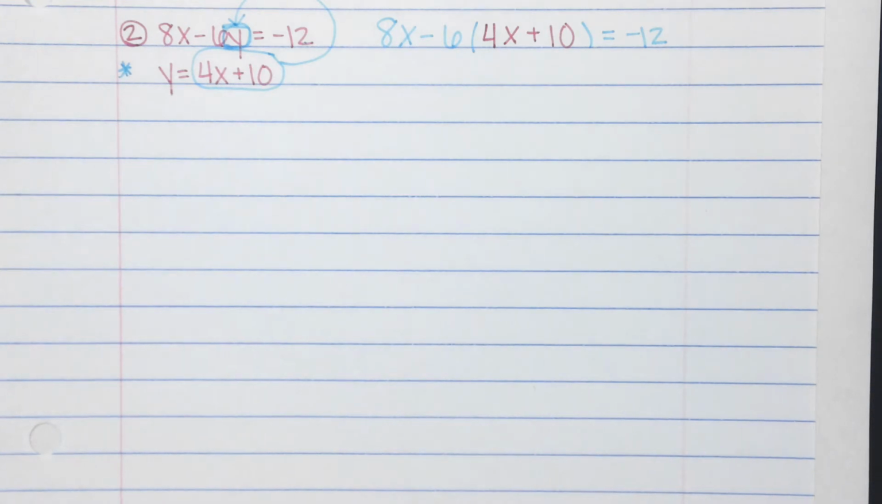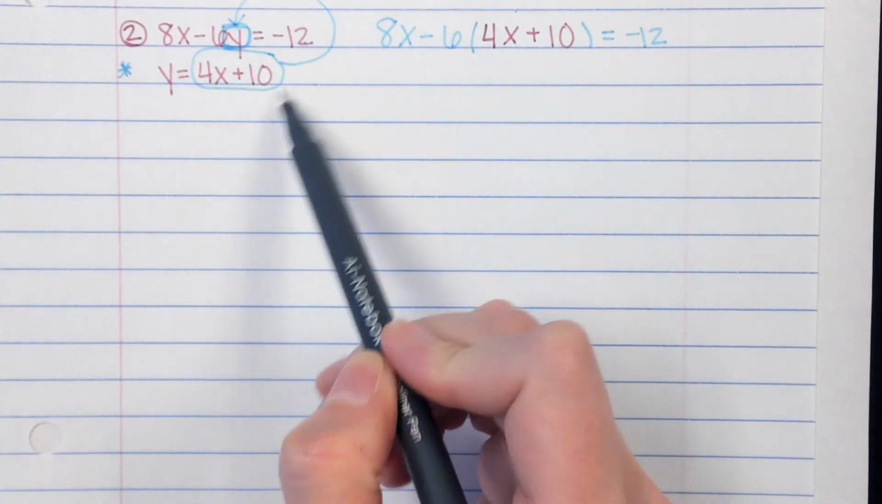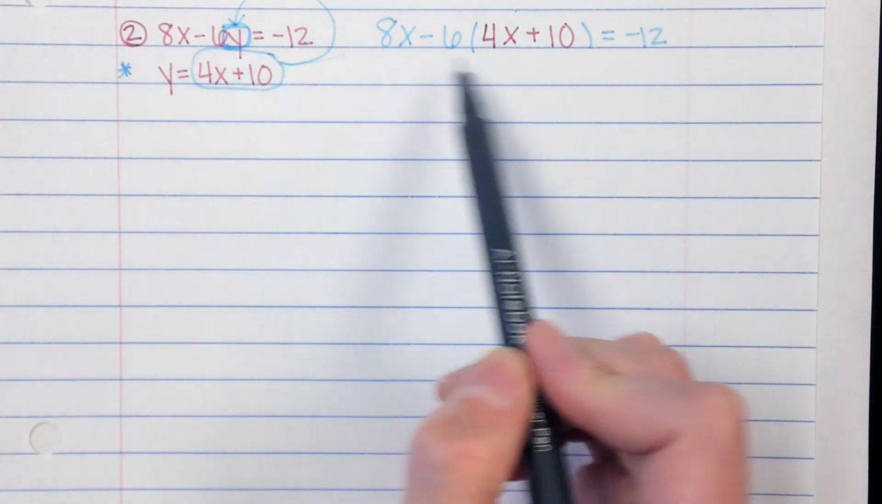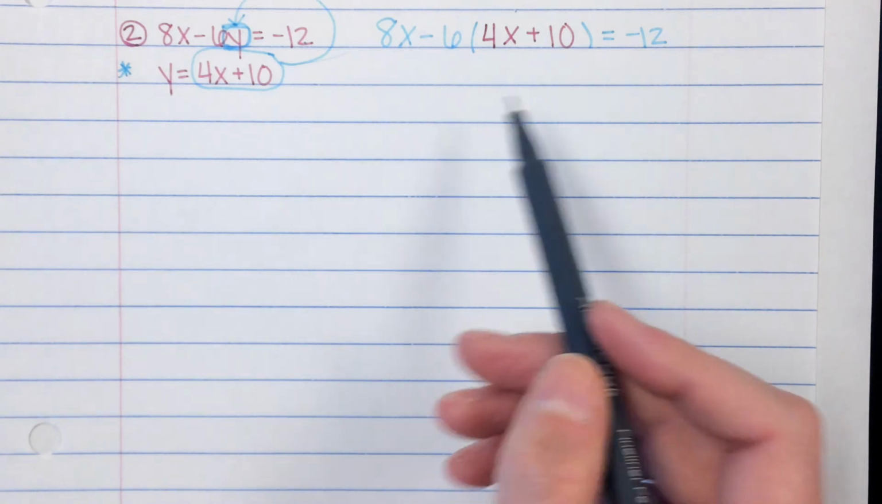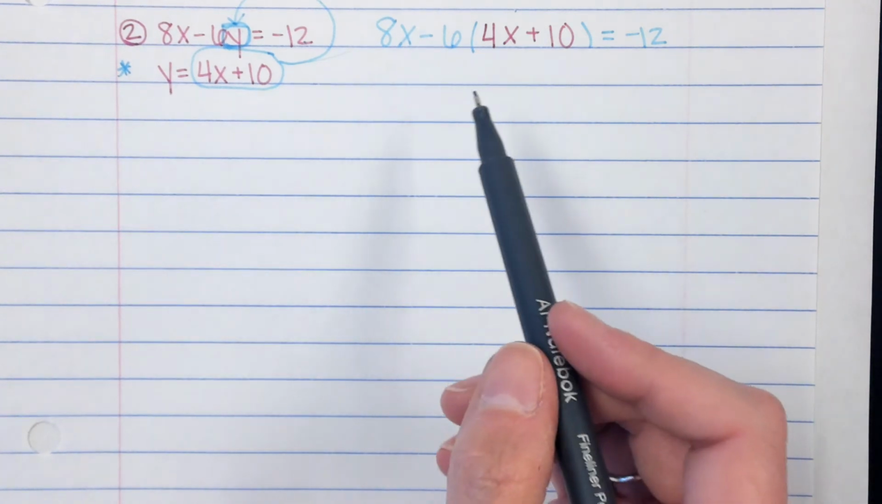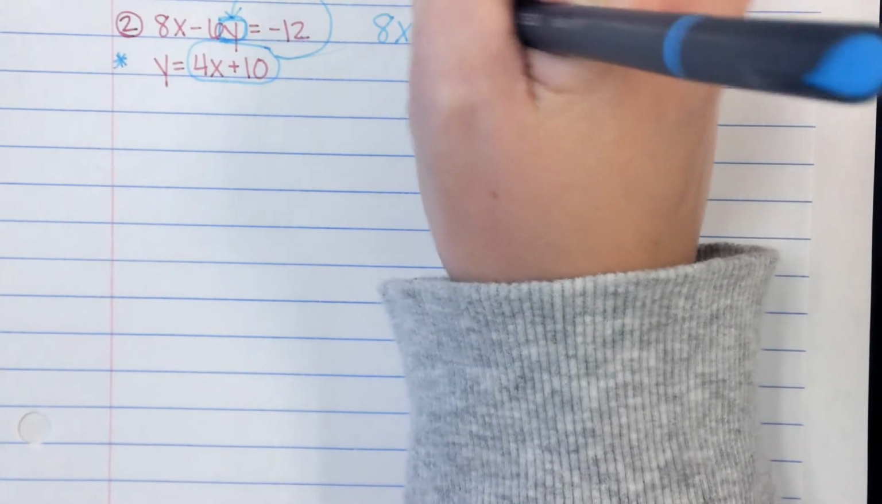Now, we have a multi-step equation, and we're ready to move on. So this was the substitution. I took this quantity, plugged it in for y in the other equation. Now step 2 is simplify. So I do need to simplify here. I need to distribute. So I'm going to distribute this negative 6.